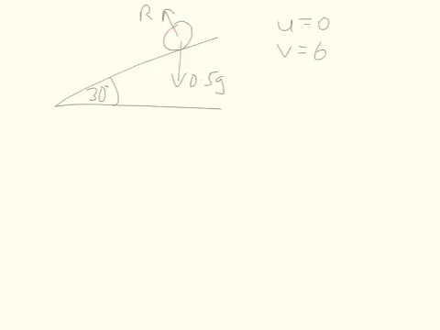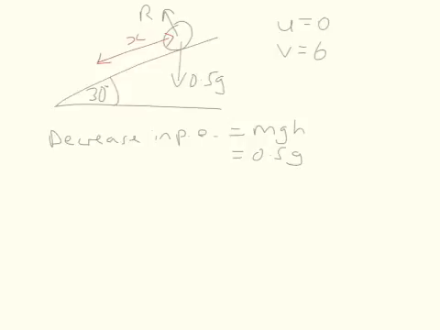So let's think about the decrease in potential energy. That's going to be mgh. So m is 0.5, g is g, and h we can calculate by thinking about the distance that it travels. So let's say it travels a total of x. That's what we're trying to find, the distance that it travels. So if we think about this little triangle here, there's h, that's the vertical displacement, so h equals x sine 30.